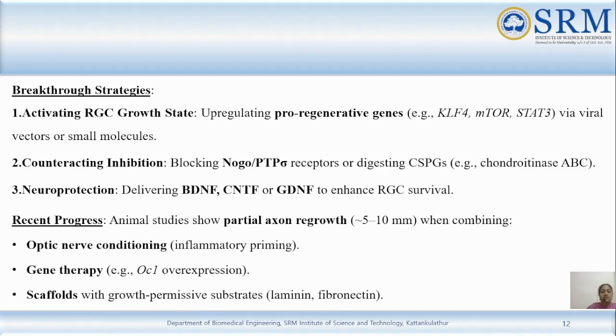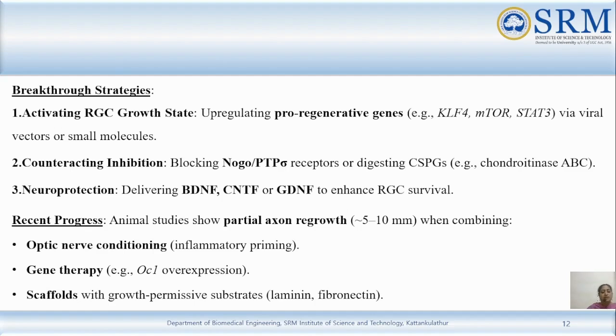In the case of a lens injury or an intraocular inflammation, this activates macrophages, so increasing the intrinsic growth capacity of the RGC and overcoming the myelin inhibition can help to prime the inflammatory cells. In the case of OC1 overexpression, this basically reprograms the mature RGC to a regenerative state, and it also helps to upregulate growth associated genes and enhances the axonal extension.